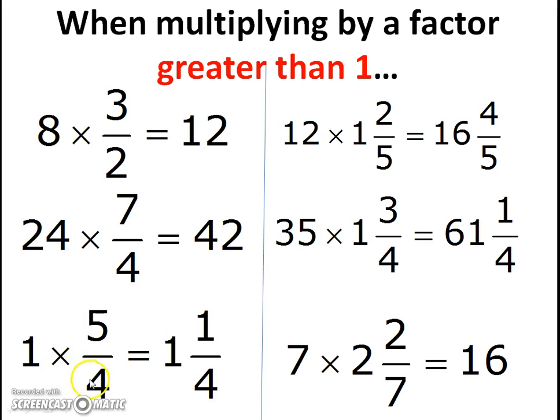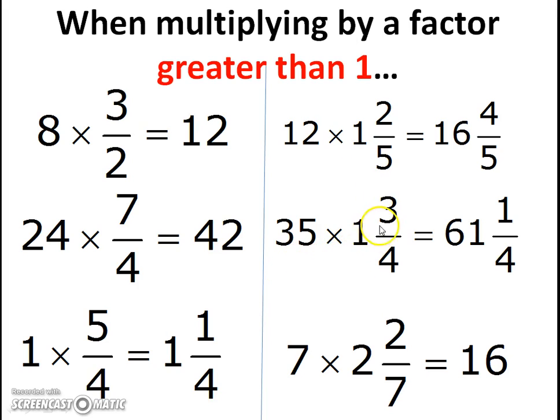1 times 5/4 equals 1 and 1/4. 1 and 1/4 is greater than 1 because 5/4 is an improper fraction, and improper fractions are greater than 1. When multiplying 12 times 1 and 2/5, your product is 16 and 4/5. 16 and 4/5 is greater than 12 because 1 and 2/5 is a mixed number that is greater than 1.